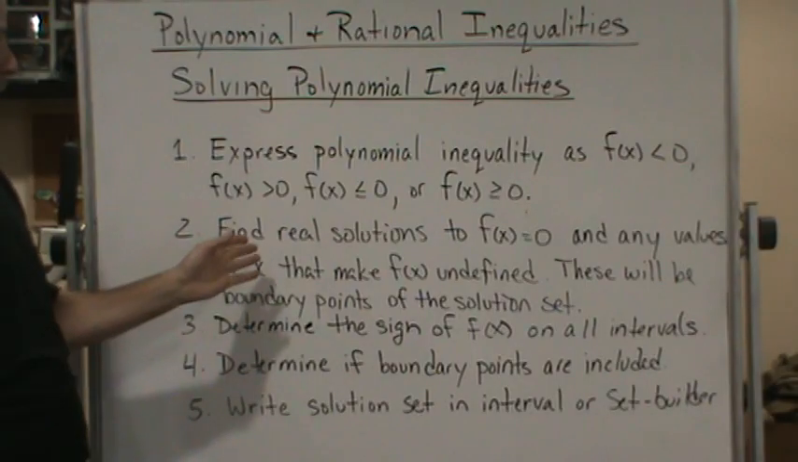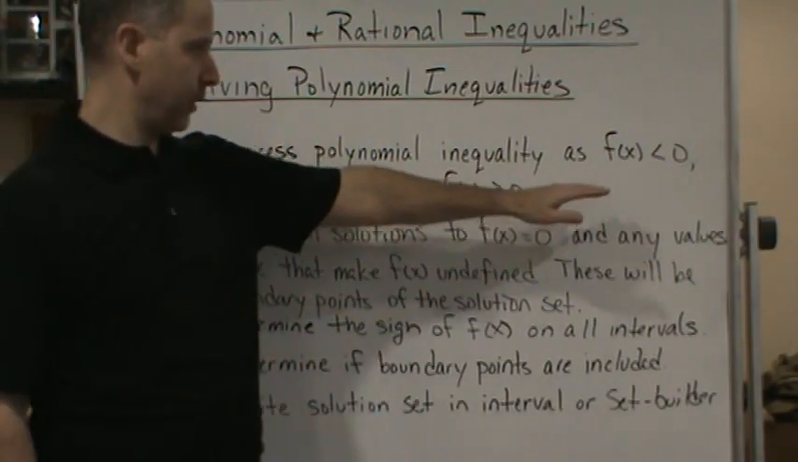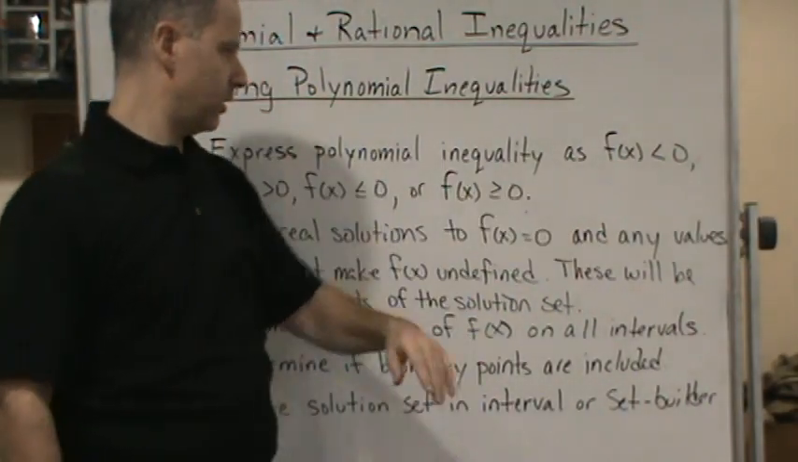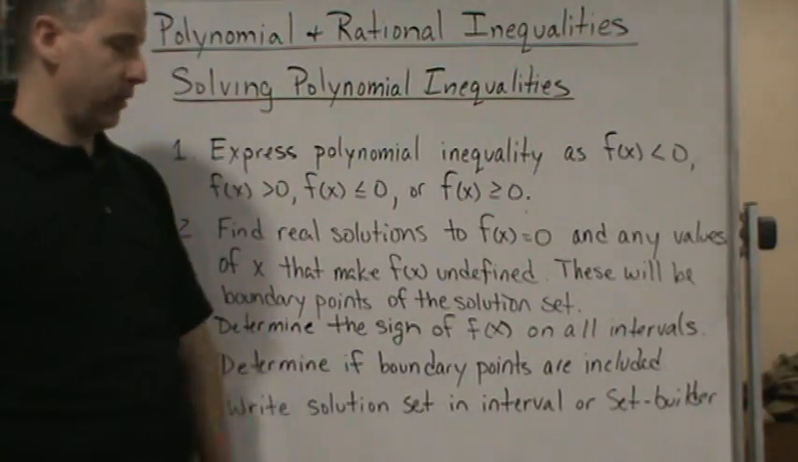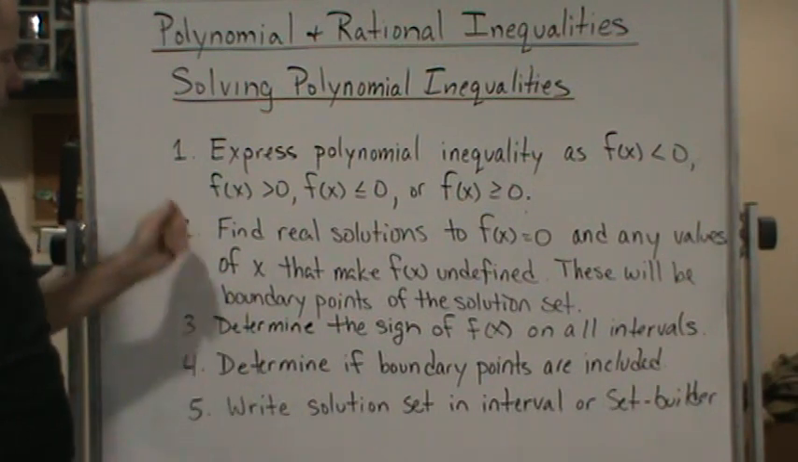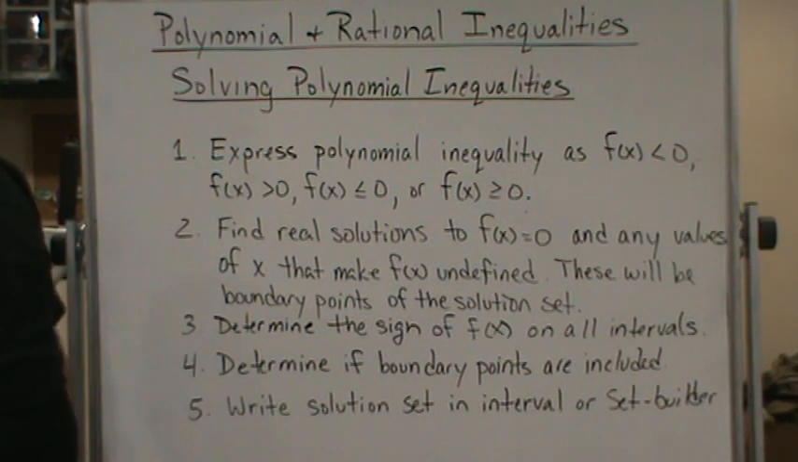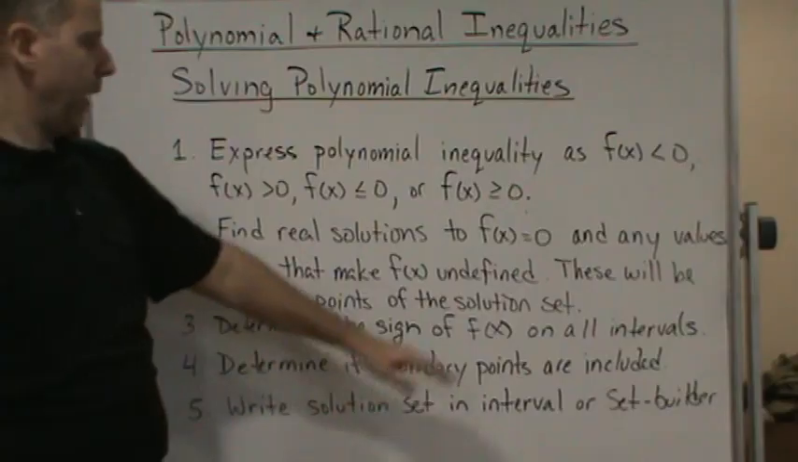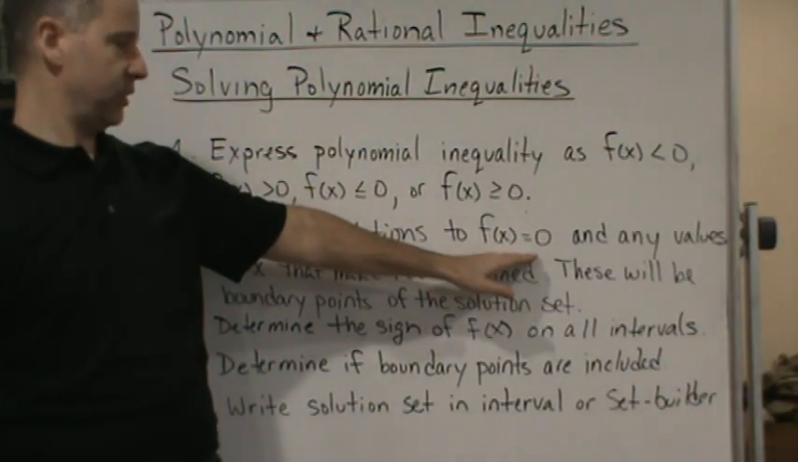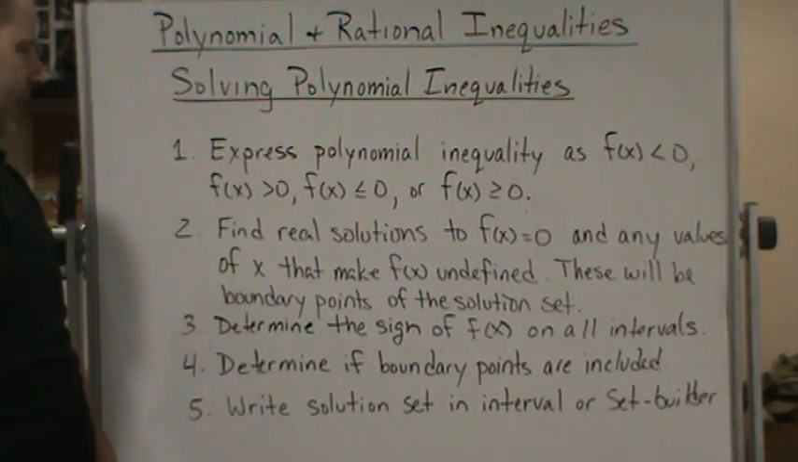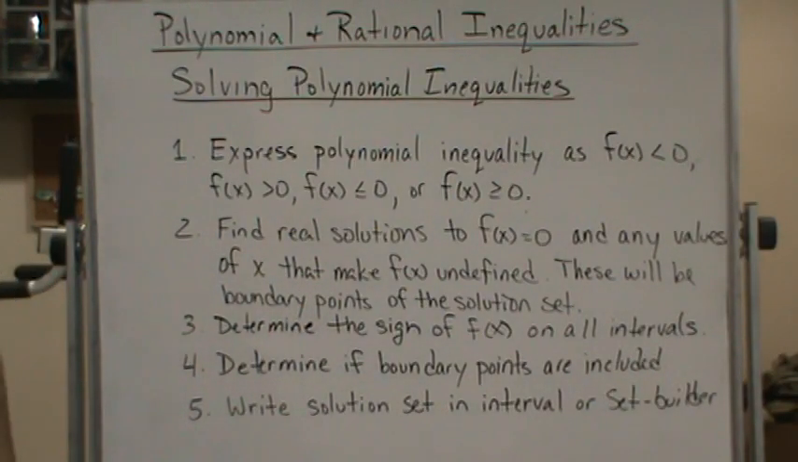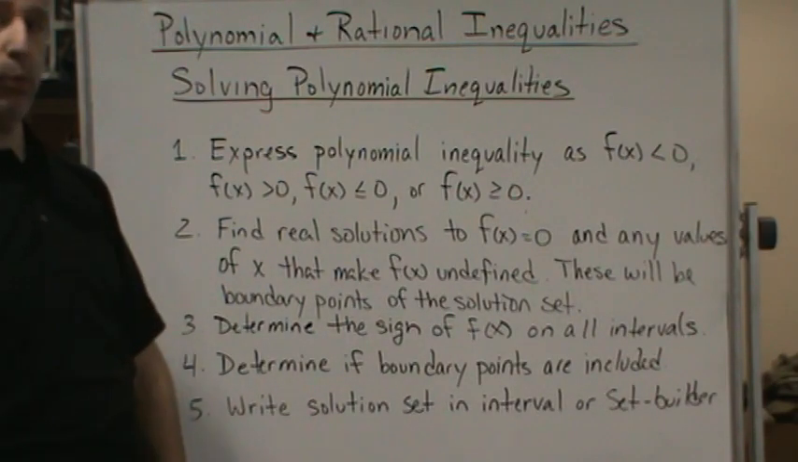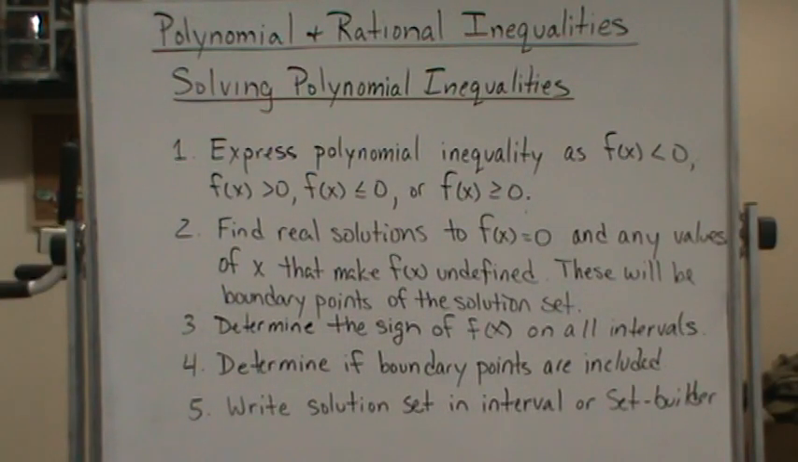So you want to express the polynomial inequality as the function, some function less than 0, greater than 0, less than or equal to 0, or greater than or equal to 0. After you do that, then you're going to find all the real solutions to the equation f of x is equal to 0, and any values of x that make the function undefined. These are going to be what we call your boundary points for the solution set.